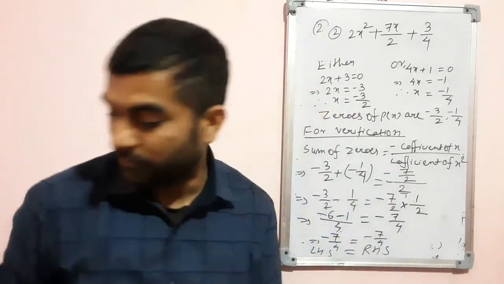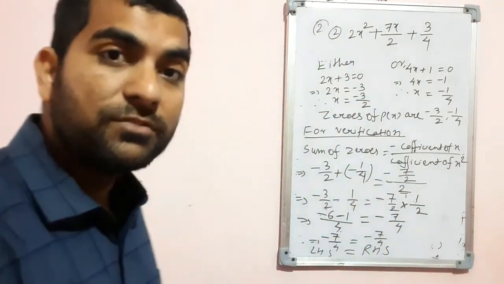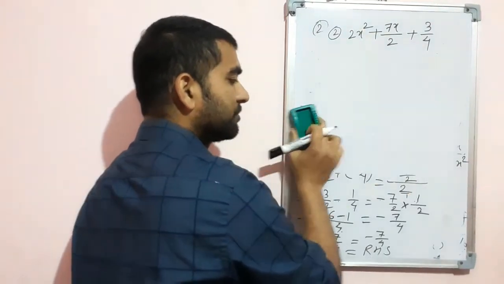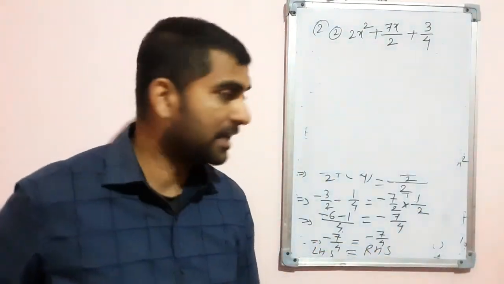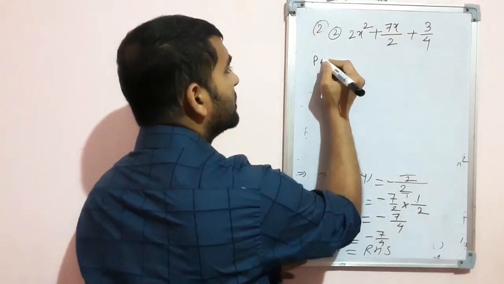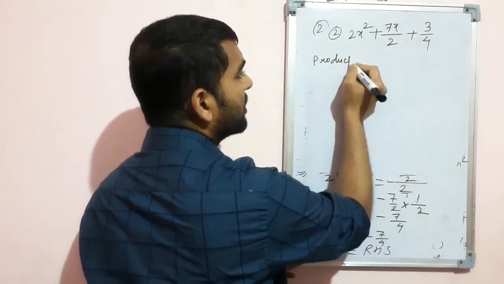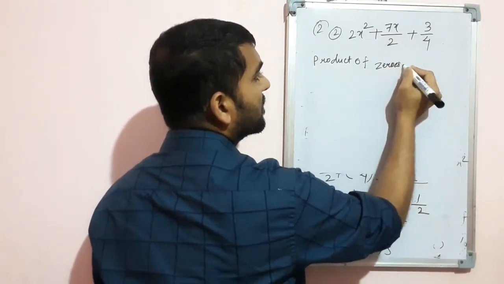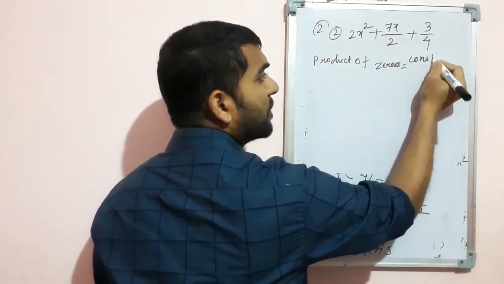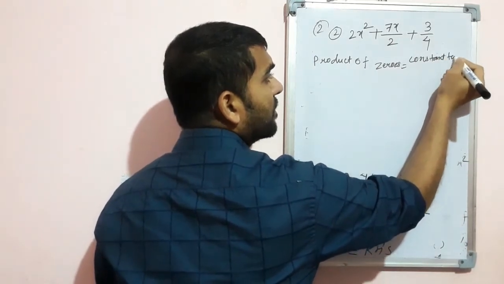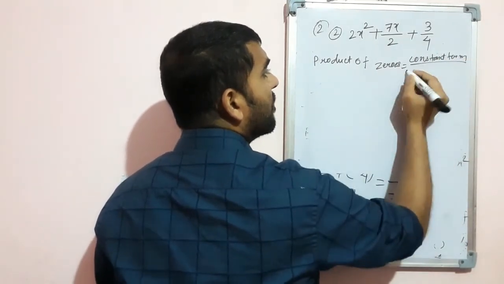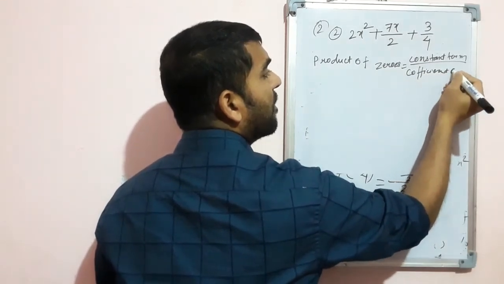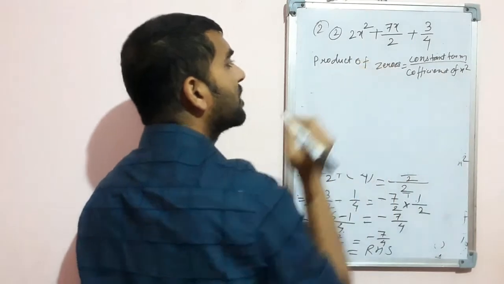Now for verification, we have to verify the product of zeros. Okay, let us verify the product of zeros. What is the formula for the product of zeros? Constant term by coefficient of x square.